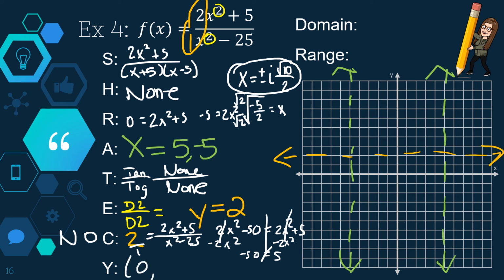Y-intercept, plug in 0 for x and solve. We would arrive at negative 1/5. So I have a dot at 0, negative 1/5. You guys, that's the only dot I have.